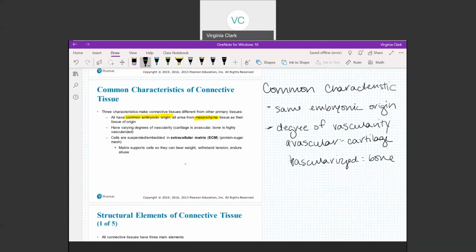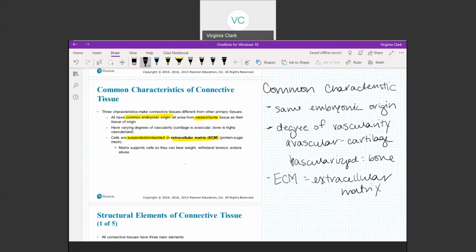And then the most common characteristic, the one we're going to spend the most of our time on, is something called the ECM, or the extracellular matrix. This extracellular matrix is outside the cell. All of the cells in this tissue are suspended in this extracellular matrix. Essentially, it allows it to have that support, but it also allows it to endure tension, any kind of torsion or twisting, and it is also that binding, more of that glue connection.